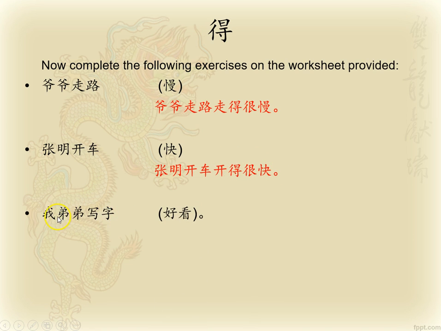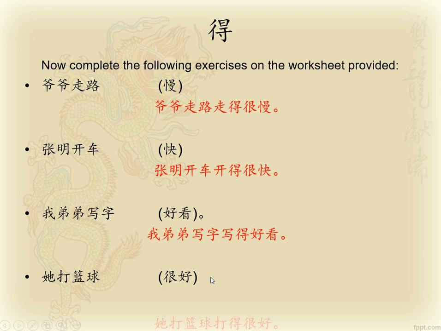我弟弟写字. My little brother writes characters. 好看 is good looking, handsome, well, looks good. So you can say 我弟弟字写得好看. Final example. 她打篮球. She plays basketball, 很好, she plays basketball very well. So we'd have to say 她打篮球打得很好. So you say the 篮球 and then the 打得, the playing of it very well.